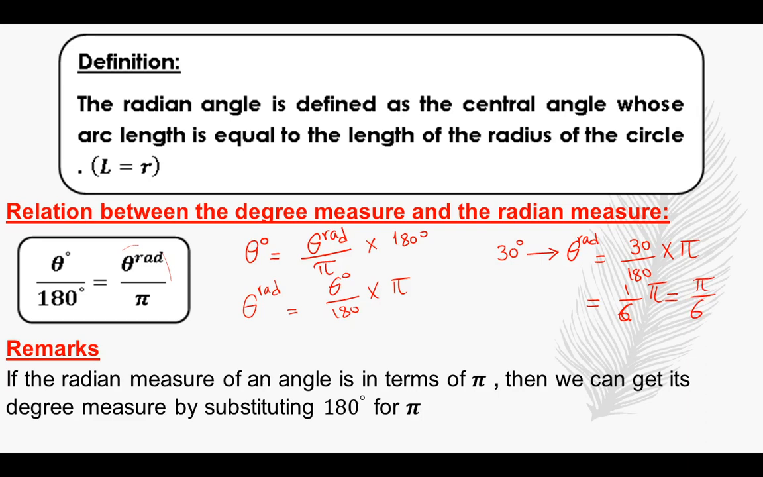If we have an angle of measure 90 degrees, to convert it from degree measure to radian measure, theta radian equals 90 over 180 multiplied by pi, which equals half pi, and you can write it as pi over 2. This is the way you change from theta degree to theta radian. Let's go to another slide.